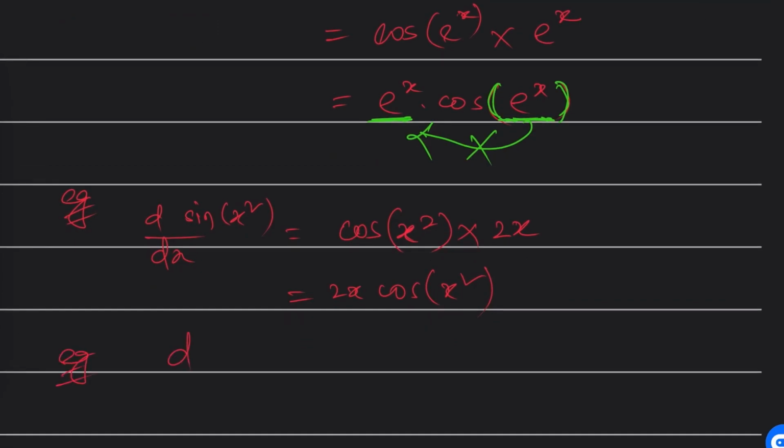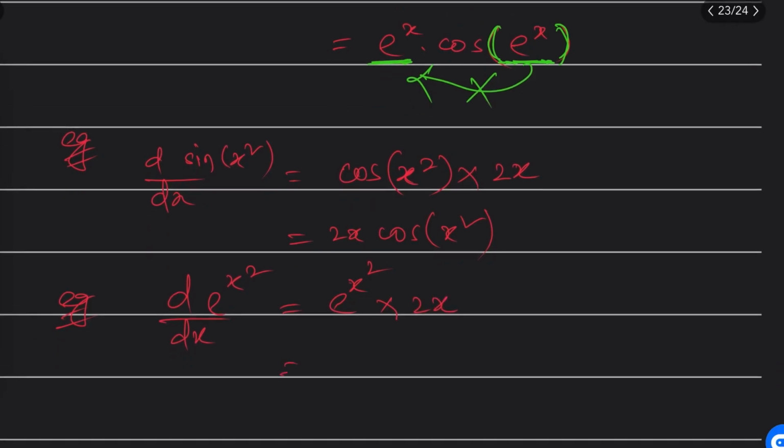Differentiation of, let's say, e to the power x square, sir, with respect to dx. Sir, it is differentiation of e to the power x power 2. So what is this, sir? First differentiation of e to the power x square into, because it's not e to the power x, sir, it's x square. So what is the differentiation of x square? It is going to be 2x. So the answer is 2x e to the power x square. This is the answer, sir. Isn't it interesting, sir? Yes.